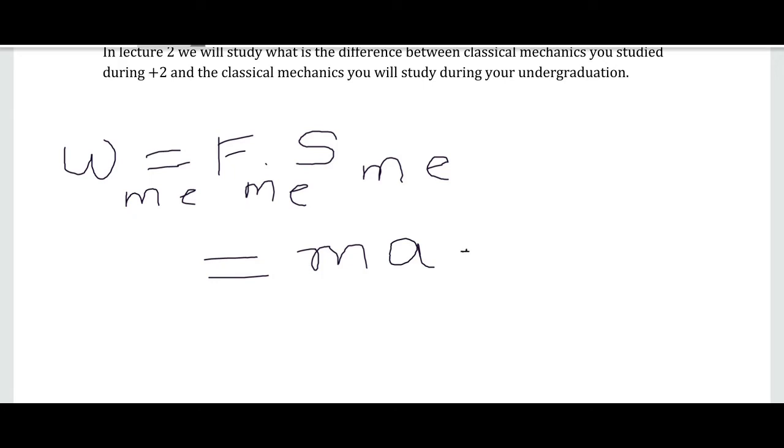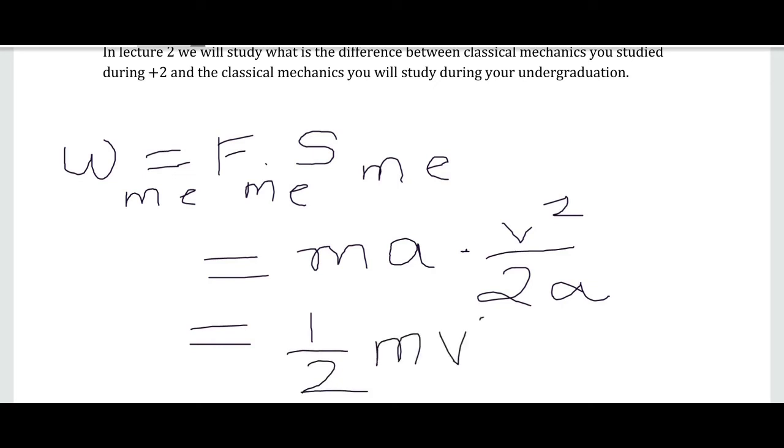Now when the ball has got some acceleration, what is the distance it will cover? You remember the formula, v square is equal to 2as. So s becomes v square by 2a, and that v is the final velocity. So I can write s as v square divided by 2a. This fetches me an answer of half mv square.